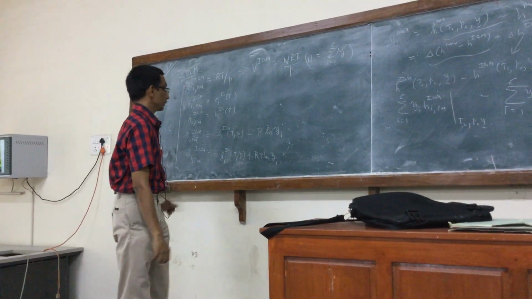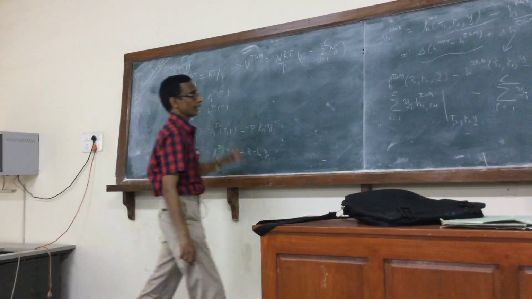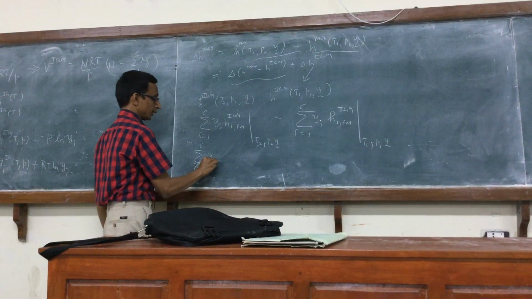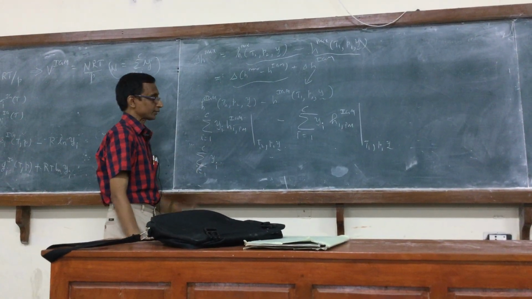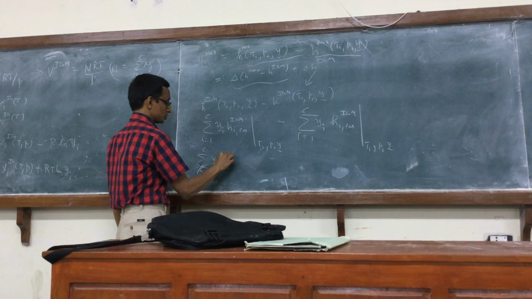So clearly this can be written as the sum over i equal to 1 to c. yi will be a common factor. This depends only on the temperature, so this would be H.